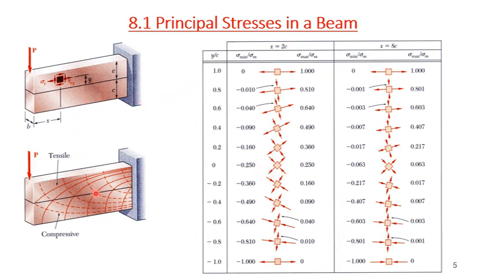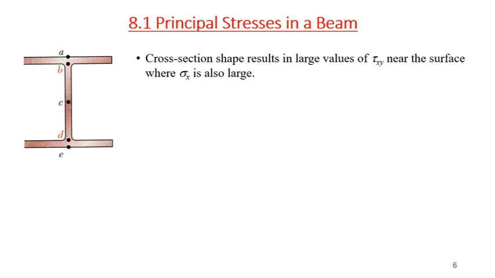Now these trajectories are showing the maximum and minimum principal stresses. So these lines are showing the values of maximum and minimum principal stresses, or you can say the graphical representation of these values. Okay. Now, for this type of cross section, in this case the cross section shape results in large values near the surface where sigma x is too large.